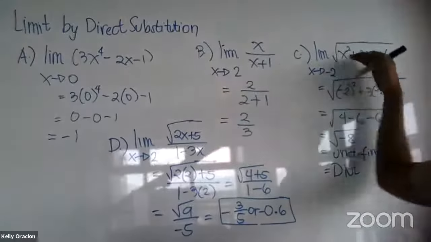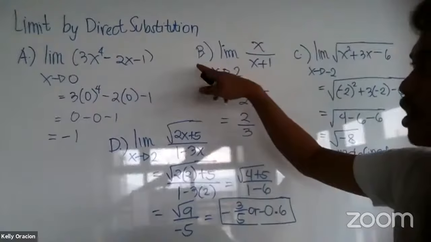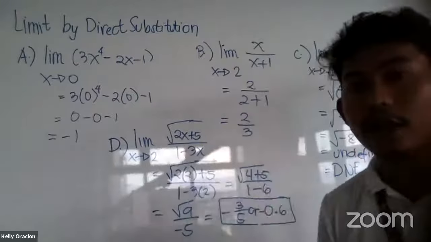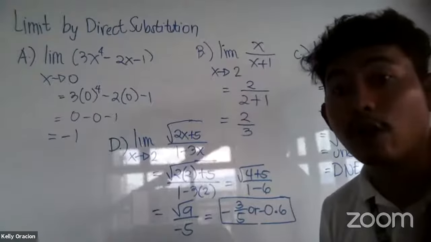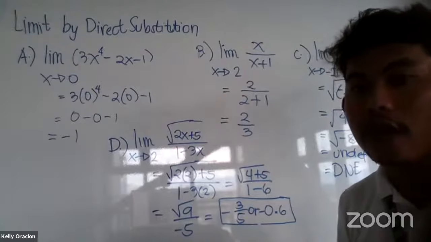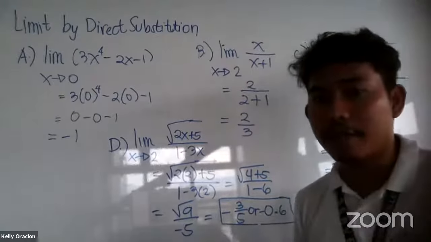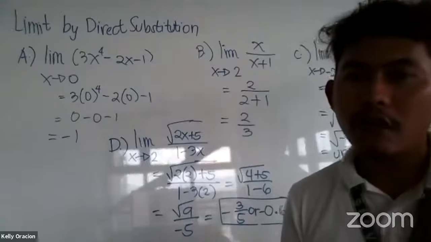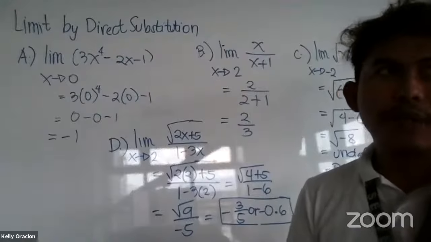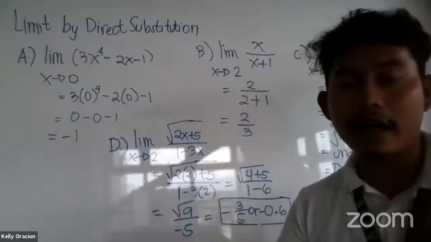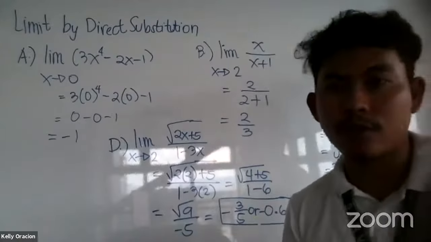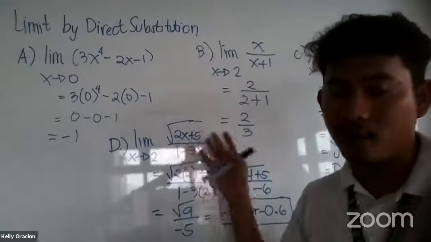Kagaya nito, wala ang denominator. Our example letter B and letter D, meron silang denominator. So focus sa denominator. Then substitute the value of your x sa denominator. Now, if your denominator will turn 0, you can find another ways pa. Okay? You can find another ways like factorization or conjugation, which I am going to discuss after this one.